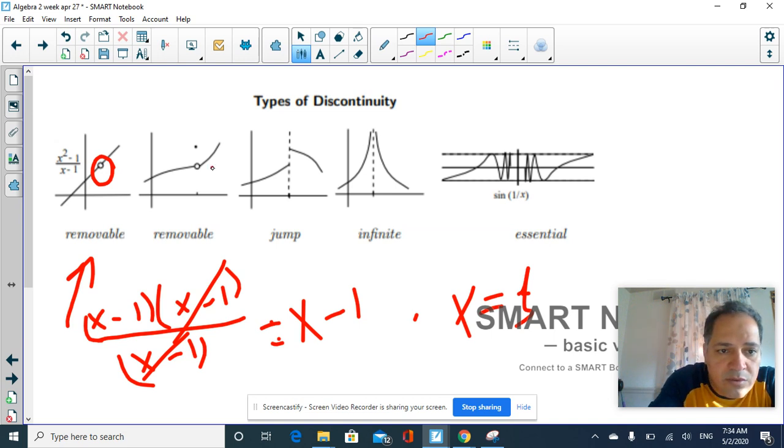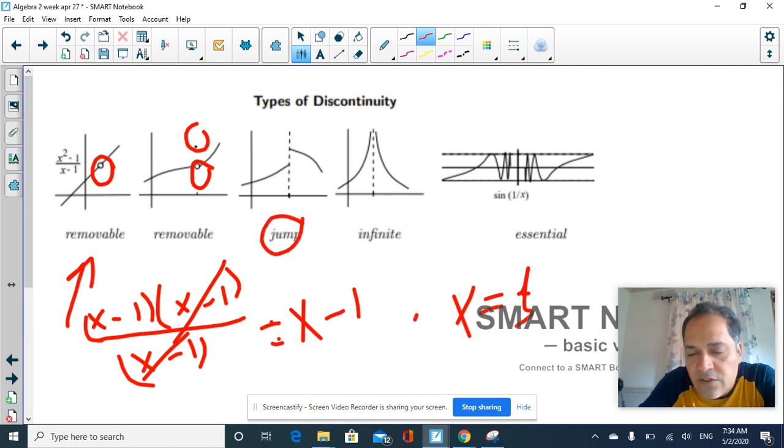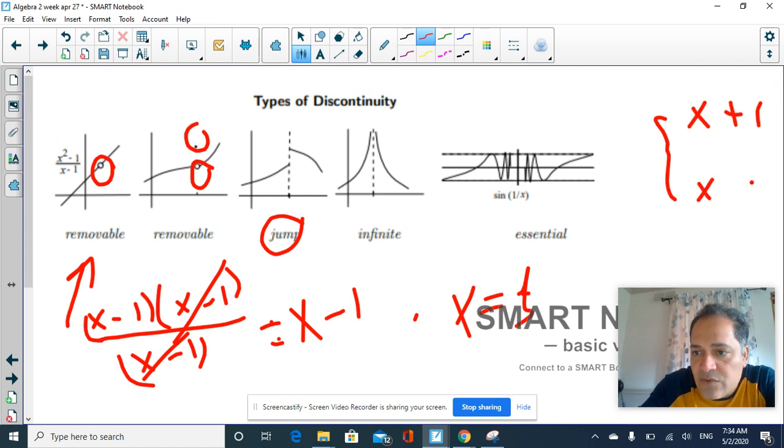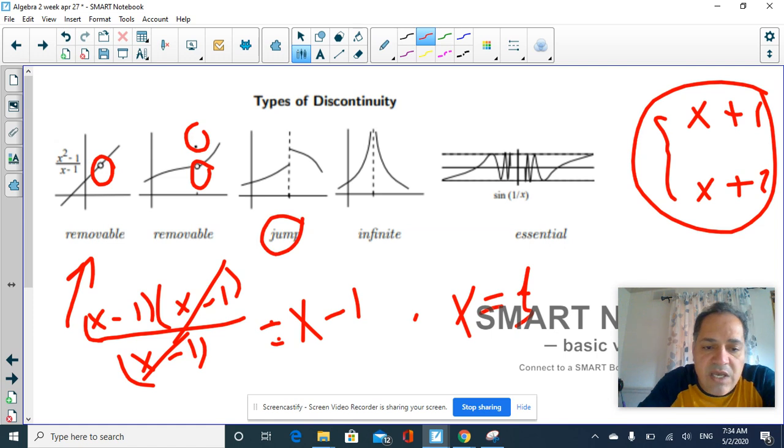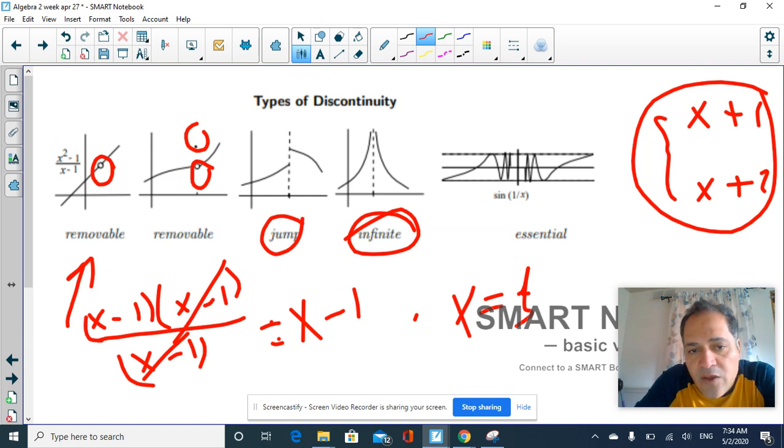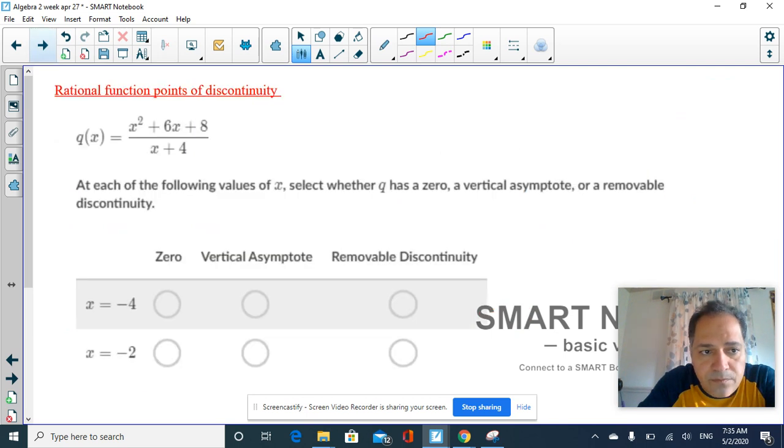You have a hole here, and the function is defined far away on your graph. So here also removable discontinuity. We have a jump here because the function jumps, like a piecewise function. If you have the piecewise function, x plus 1 and x plus 2. So here, sometimes we have a jump in your graph. We have infinite, okay, and we are going to make a discussion about each type by using questions. So we are going to make a discussion about how to find the points of discontinuity of a rational function.